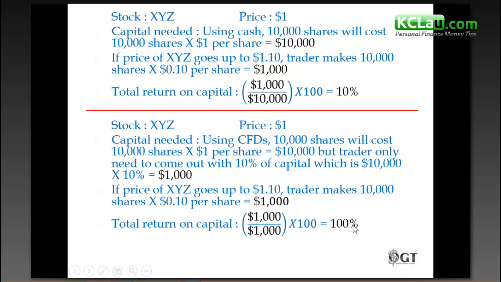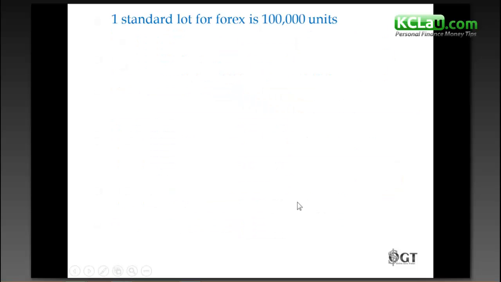Let me share a bit of basics about Forex as well. So for Forex, one standard lot is actually 100,000 units and typically around $100,000.